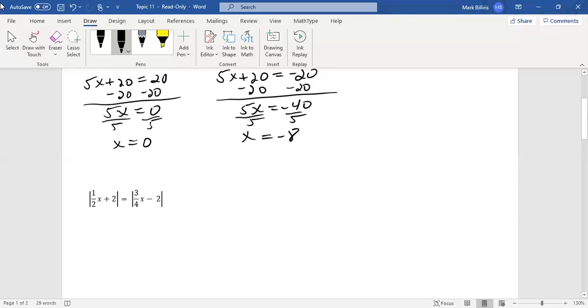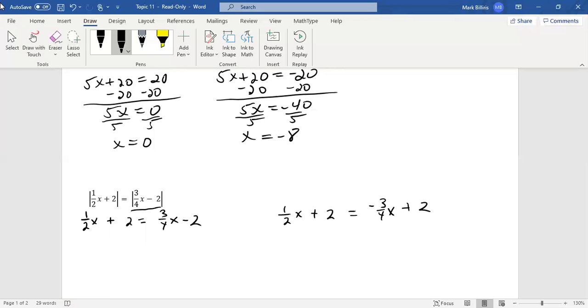For my next equation, I have two absolute values. I have the absolute value of 1/2 x plus 2 equals the absolute value of 3/4 x minus 2. We approach the problem the exact same way. So I'll set 1/2 x plus 2 equal to 3/4 x minus 2. And then I'll work it out a second time as 1/2 x plus 2 equals the opposite. So this becomes negative 3/4 x plus 2. So I took the opposite of both of the terms of the second expression.